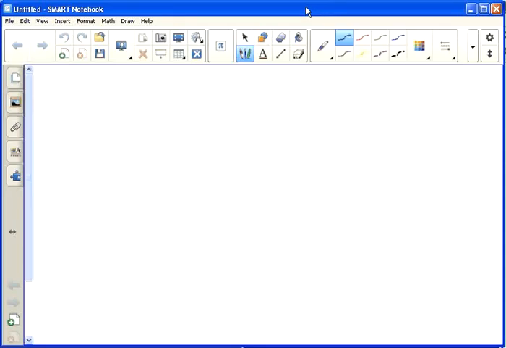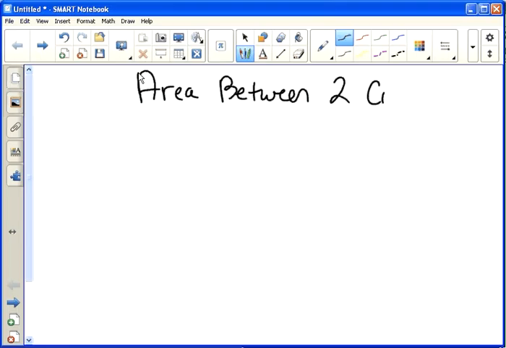Today we're going to talk about area between two curves. We've looked at area under a single curve. So today we're going to look at what happens if we want to find the area between two different curves.